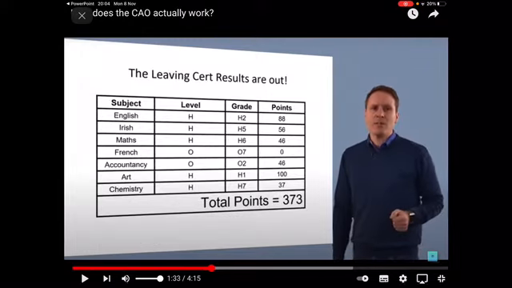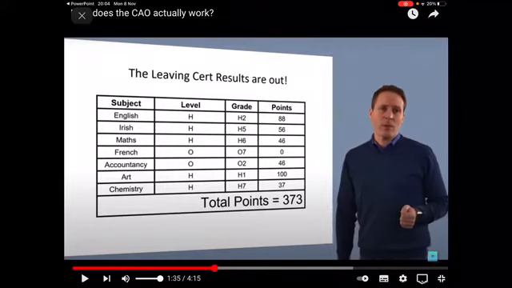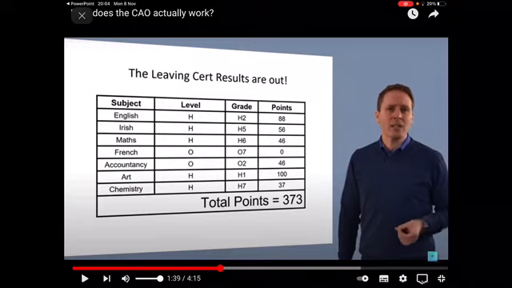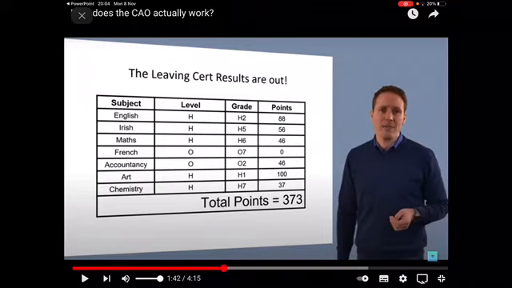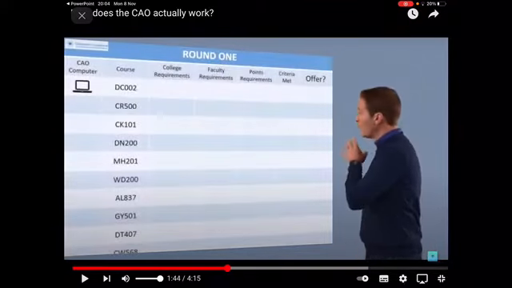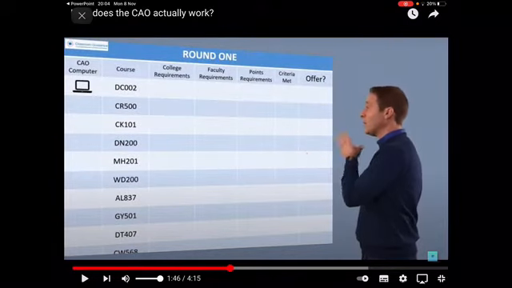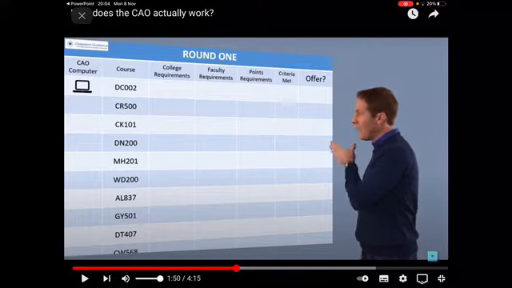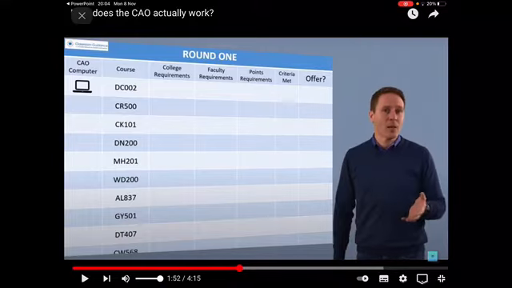So Seamus does his leaving cert. He gets 373 points. The results of note are in Irish he gets a H5, in Maths he gets a H6, and in French he gets an O7. Now, the CAO computer does all the work. It creates the offers. So he processes his results in conjunction with his CAO form.